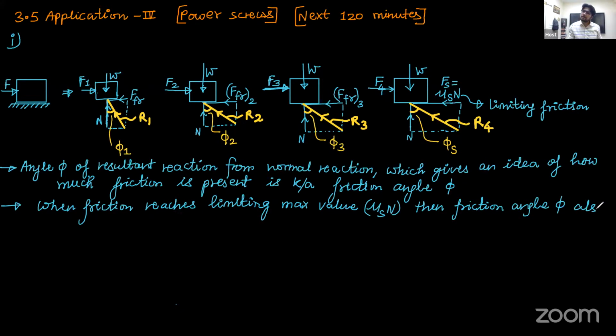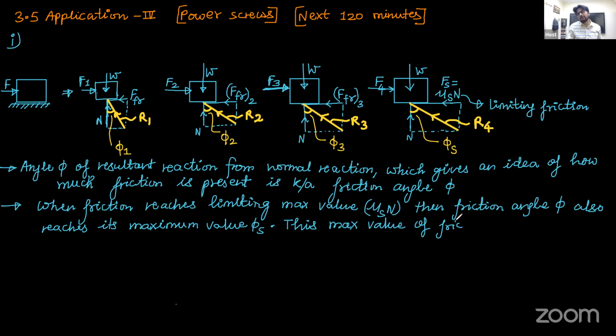Then friction angle phi also reaches its maximum value, phi s. This maximum value of friction angle, we have given a name to it, and that name is angle of repose. Do remember this term, angle of repose. This maximum value we call angle of repose.